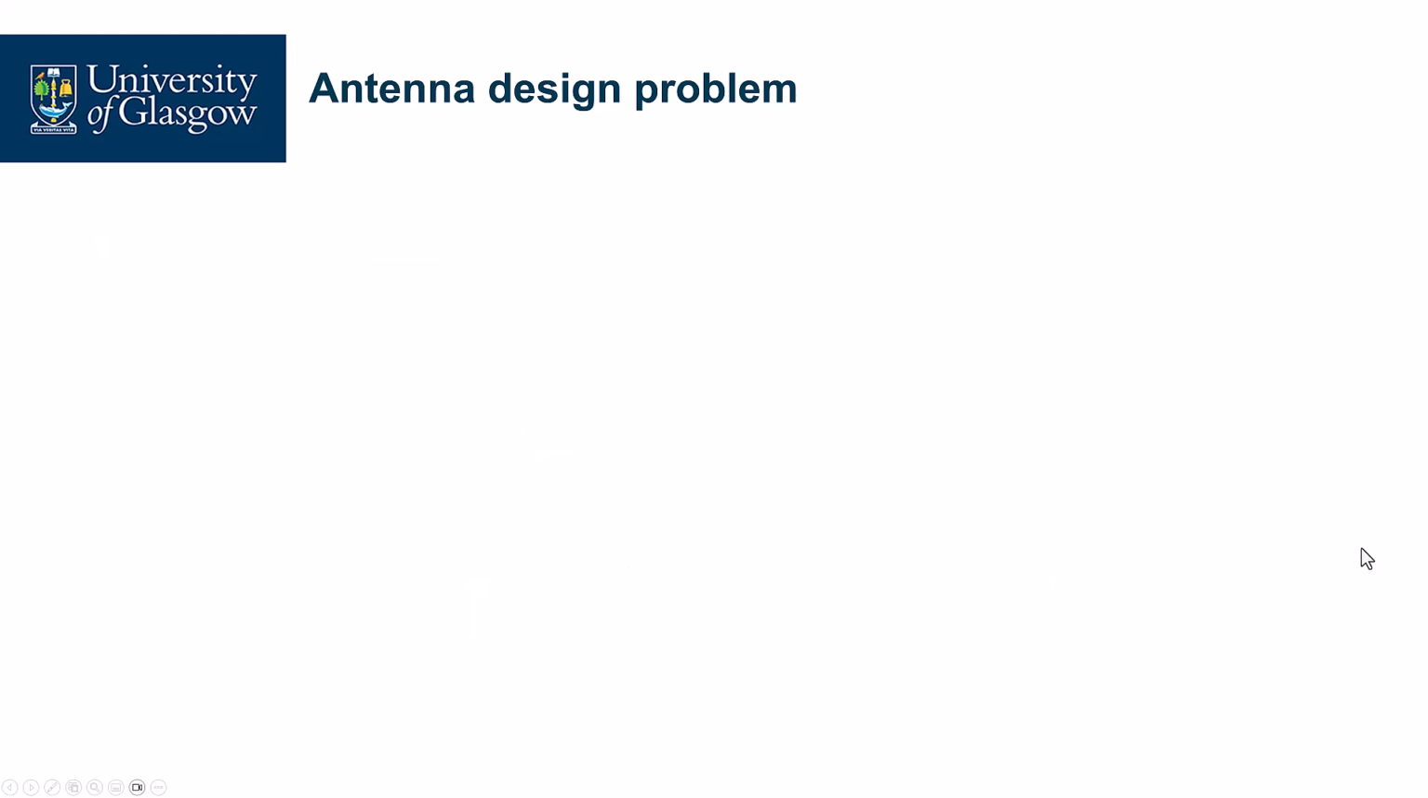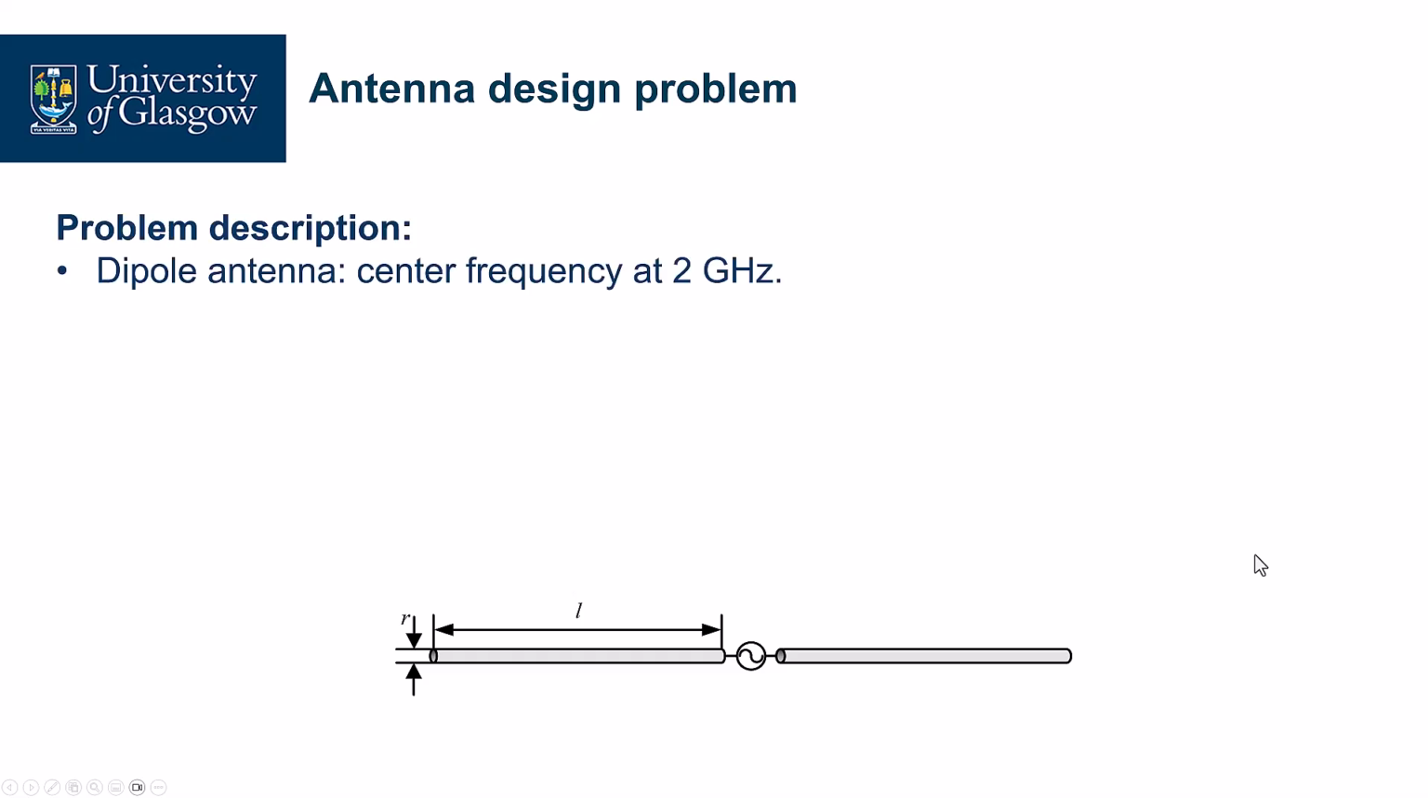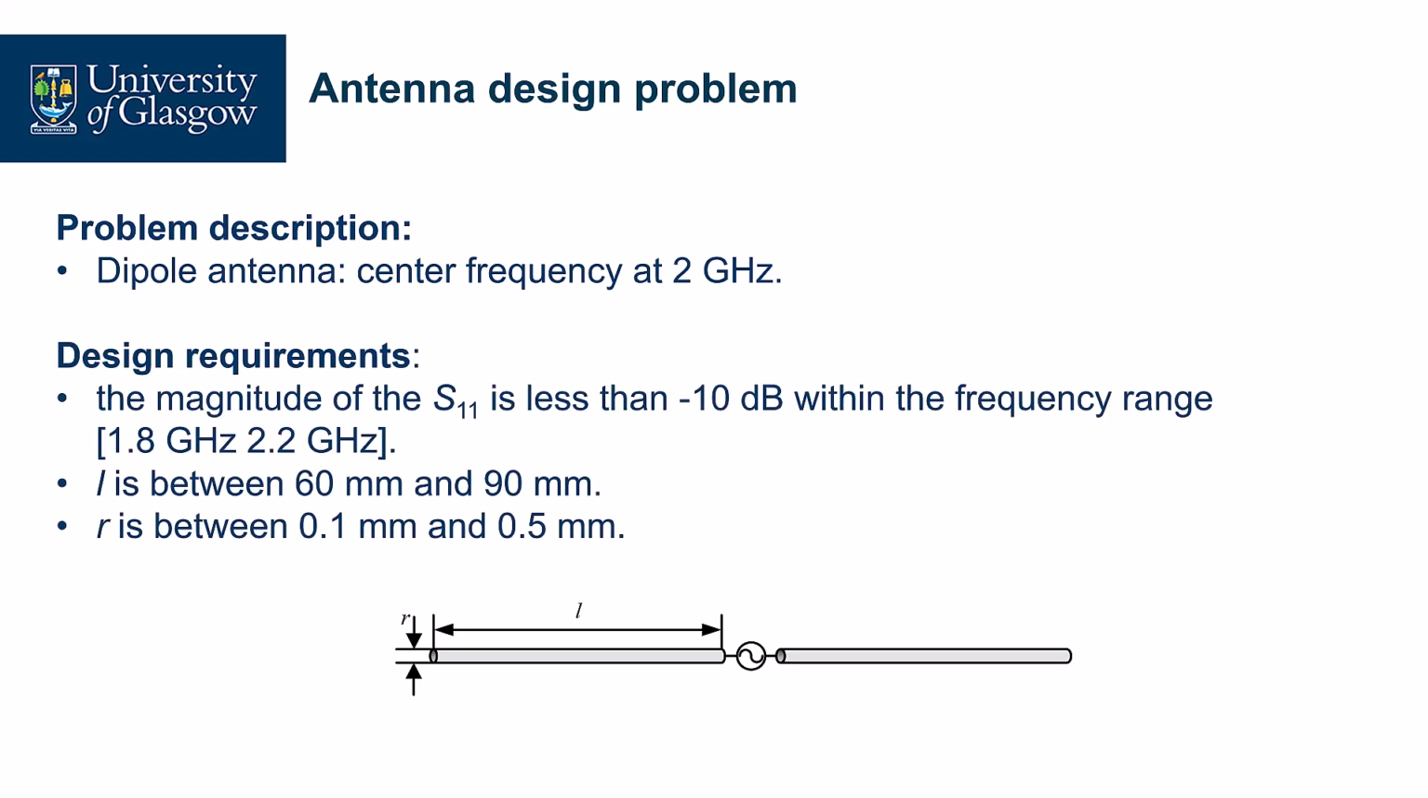So now we will design this antenna. For this antenna, the center frequency of the operating band is at 2 GHz. The design requirements are as follows. First, the magnitude of the S11 should be less than minus 10 dB within the operating band, 1.8 to 2.2 GHz. And for L and R, each one has a search range.